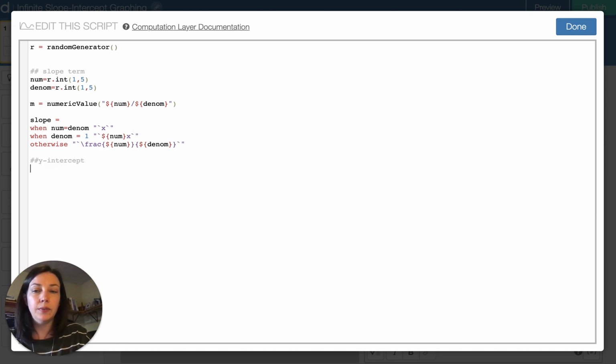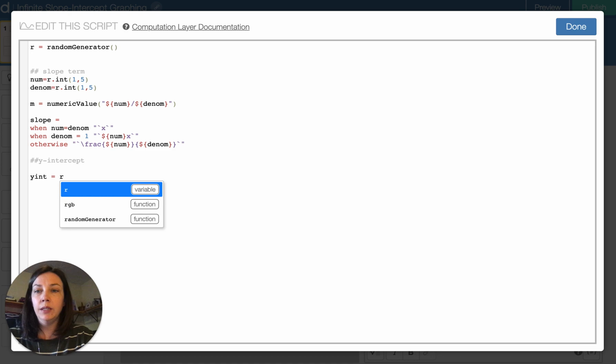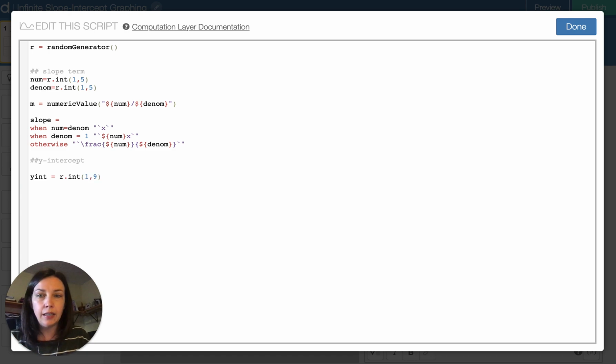Again, that's a note to myself. For the y-intercept, I'm going to use y_int as my variable, and that's going to be a random integer. So r.int, parentheses, from 1 to 9. Again, we'll take care of negatives in a bit. Again, thanks to Ruben Garcia for this great idea. Okay. Switching pages now. Now the equation.